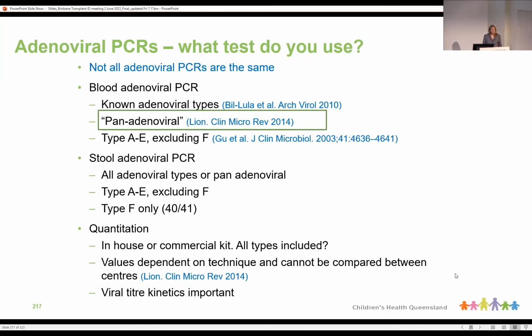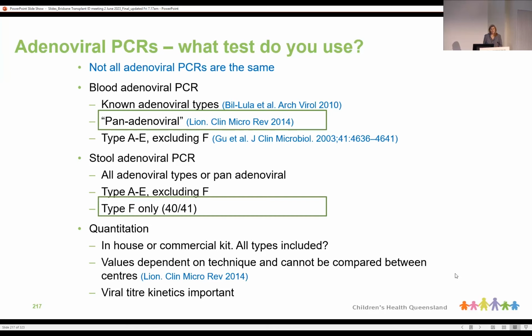And different laboratories will use different testing for stool. So some will use a pan-adenoviral PCR, some will just look at, they shouldn't be excluding F, forget that, but some will just be looking at type 40/41. And in fact, here at QPath, if you just do a routine stool viral screening, you will get a 40/41 and not a pan-adenoviral PCR. Again, worth remembering for the next part of what I'm going to talk about.